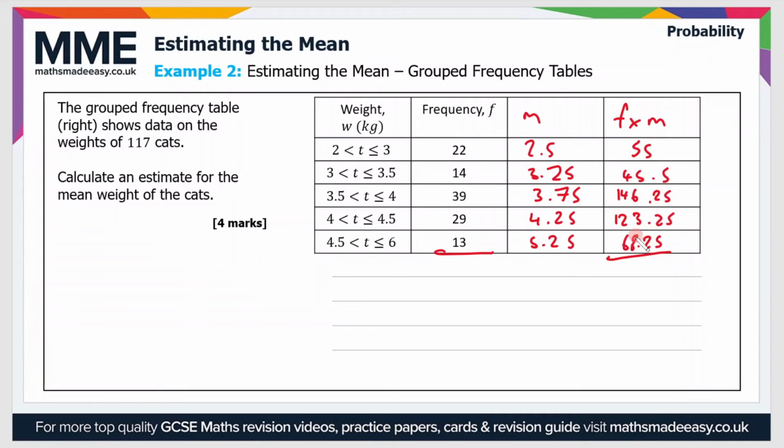And then following the same method as before, let's total up the frequency and the frequency times midpoint columns. So the total of the frequency column is 117, and the total of the frequency times midpoint column is 438.25. And then finally, our estimate for the mean. Well, that is given by the sum of all the values divided by the number of the values. So in this case, the mean is 438.25 divided by 117, and if you do that calculation you should get 3.7 kg, so kilos, and that's to 1 decimal place.